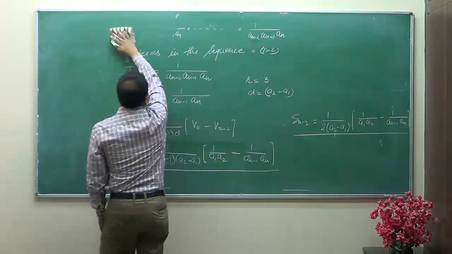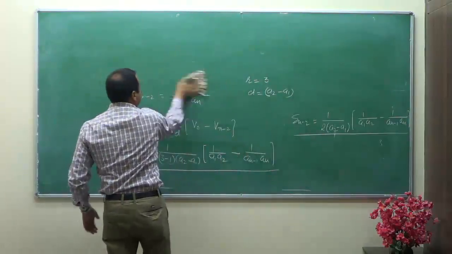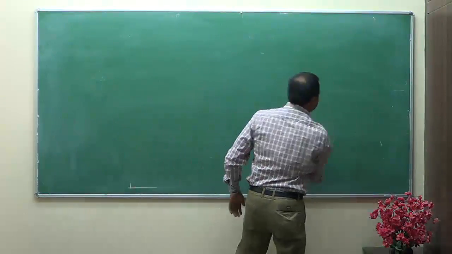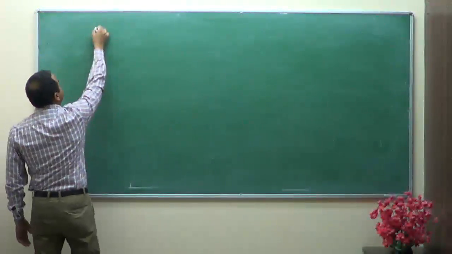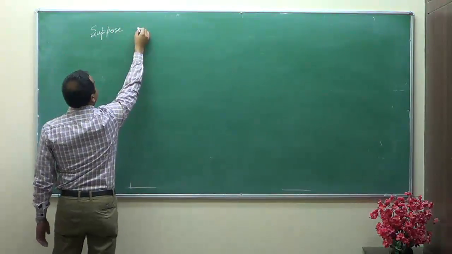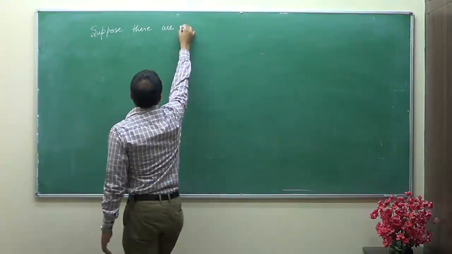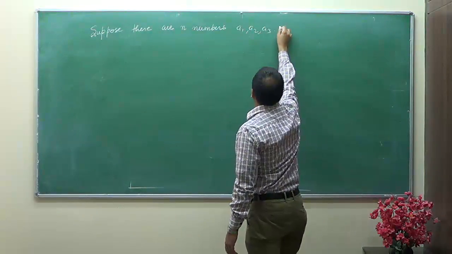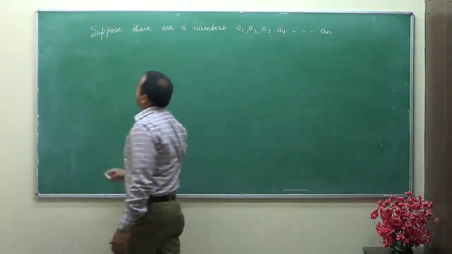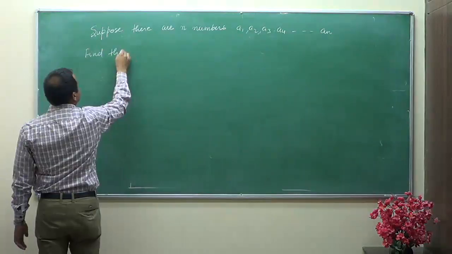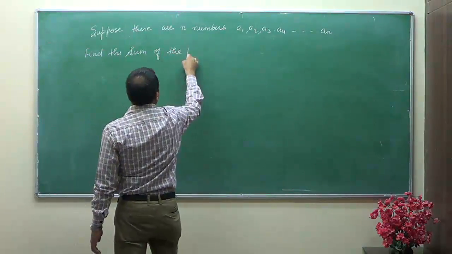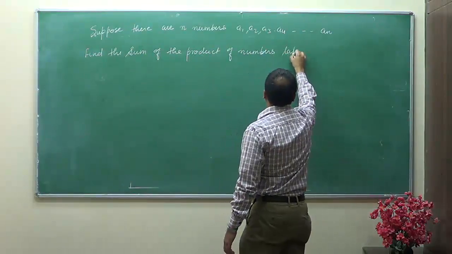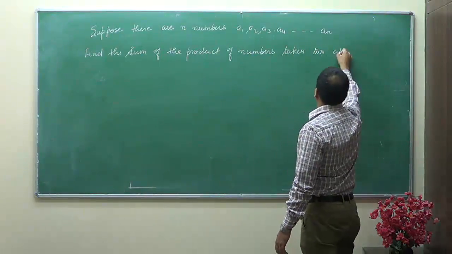Apart from this, another thing that can be asked is this: suppose there are n numbers a1, a2, a3, a4 up to an. Now find the sum of the product of numbers taken two at a time.